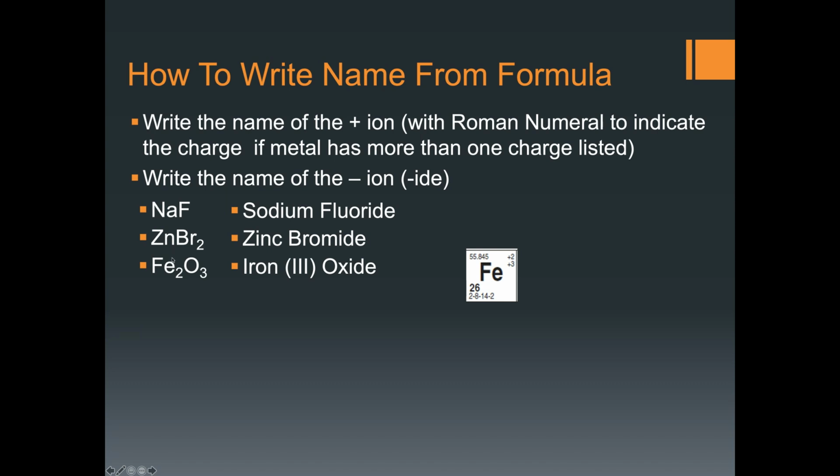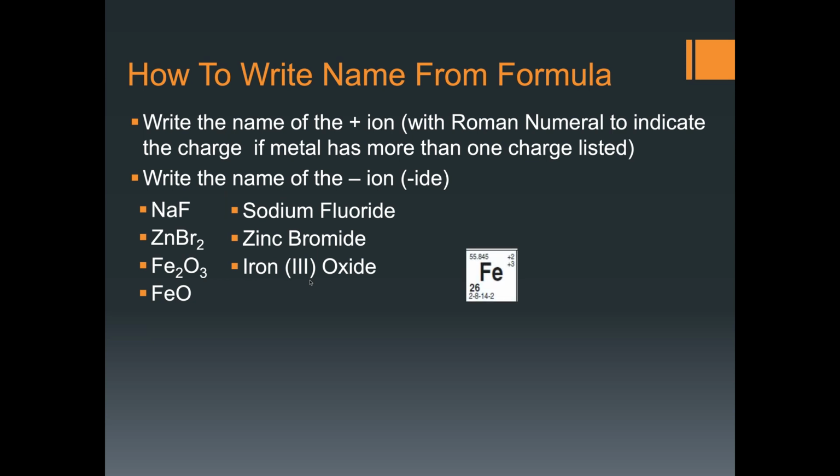Now, you could approach it from this direction too. Oxide is minus 2. 3 times minus 2 is minus 6. What times 2 is plus 6 to cancel it out? 2 times plus 3 is plus 6. So it's iron 3 oxide. So either way will work.